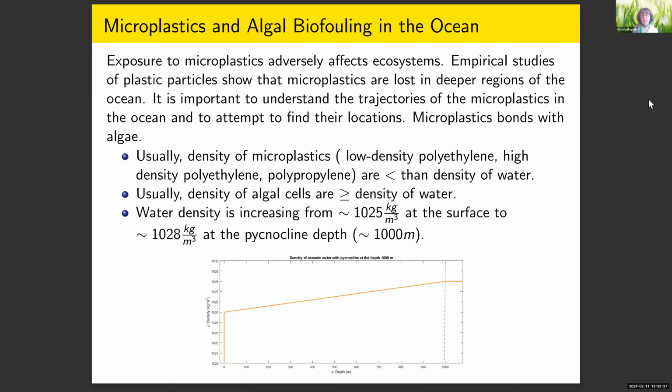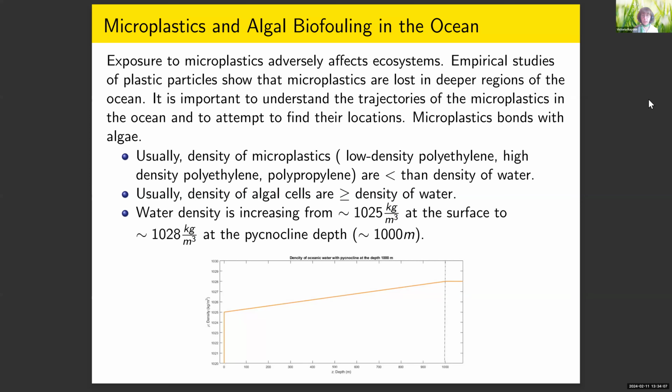microplastics that bond with algae. Usually, the density of microplastics is lower than the density of water. So microplastics are supposed to float on the surface of the water. When it bonds with algae, it tends to sink because algal cells are denser than water, or about the same density as the density of water.